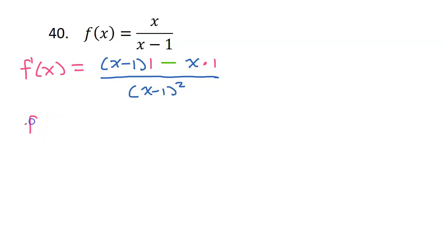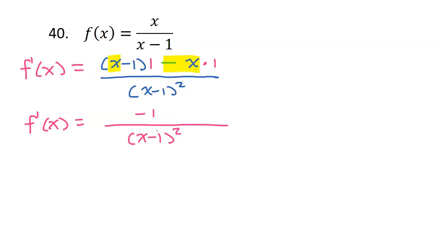Of course, I'm going to clean it up a little. Let's see. We can just ignore all these little red ones. So we just have x minus 1 minus x. So the x and the minus x simply cancel each other out. So we will have negative 1 in this numerator over x minus 1 squared.